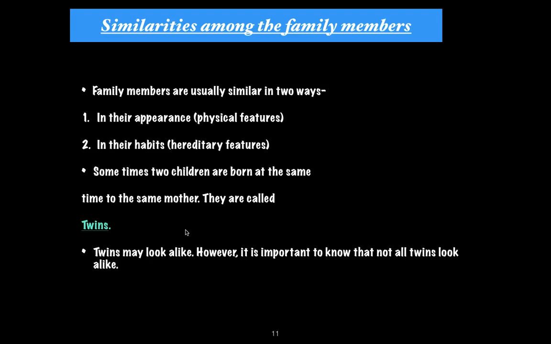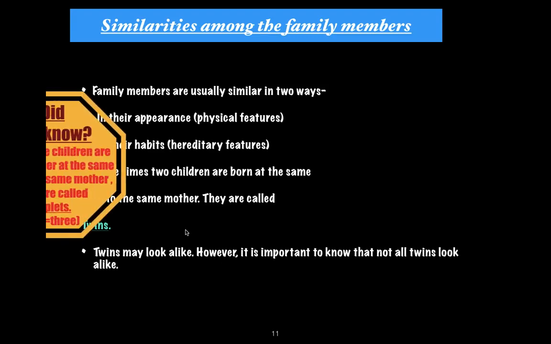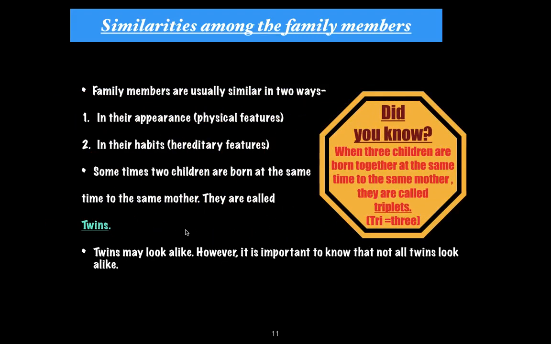Now there's another thing, which is sometimes two children are born at the same time to the same mother and they are called twins. Twins may look alike, however, it is important to know that not all twins look alike. Here's a fun fact for you children. Did you know when three children are born together at the same time to the same mother, they're called triplets. Tri meaning three. Isn't it interesting?